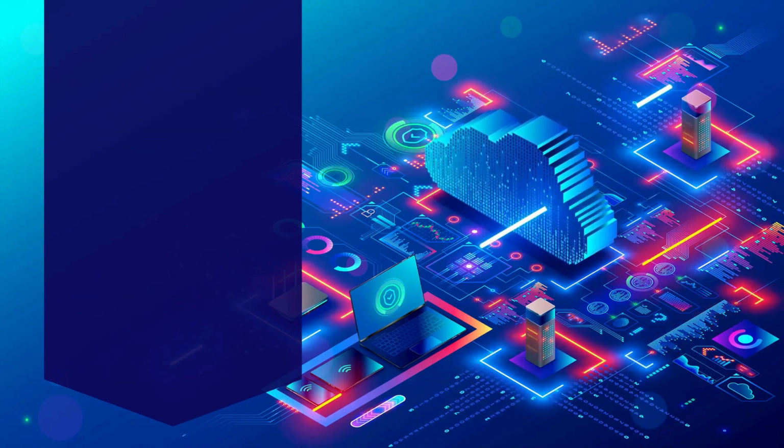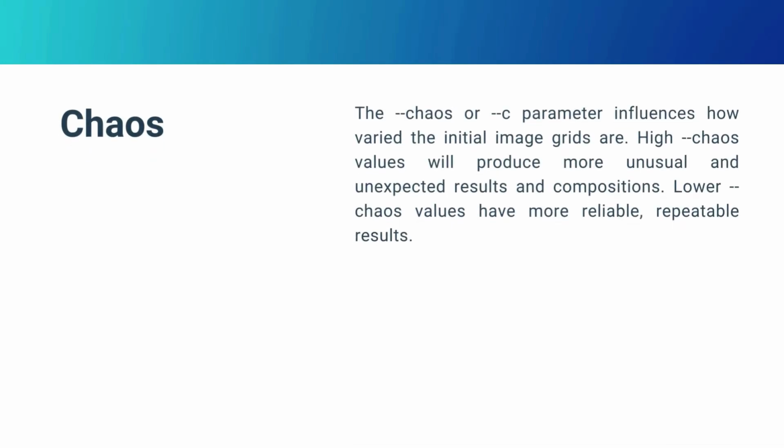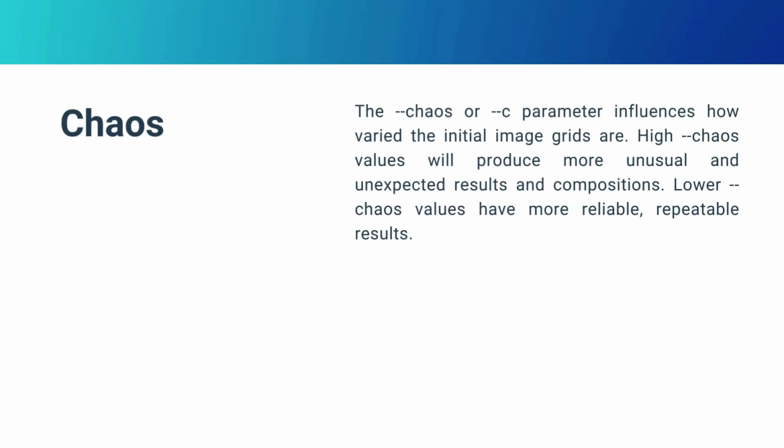Midjourney Part 2. Chaos. The --chaos or --C parameter influences how varied the initial image grids are. High --chaos values will produce more unusual and unexpected results and compositions. Lower --chaos values have more reliable, repeatable results. --chaos accepts values between 0 and 100. The default --chaos value is 0.